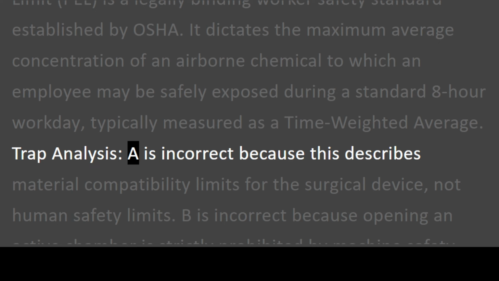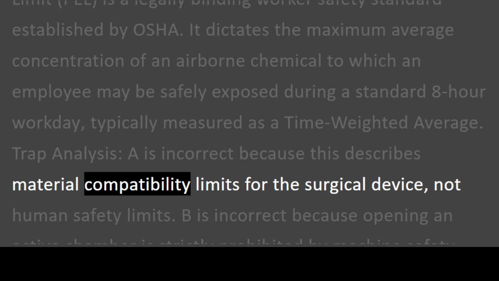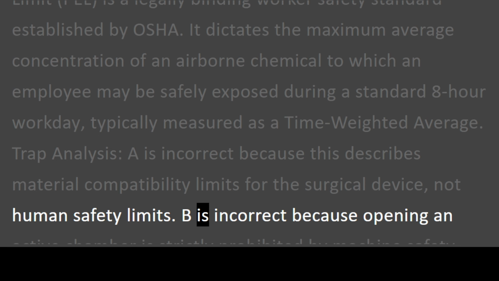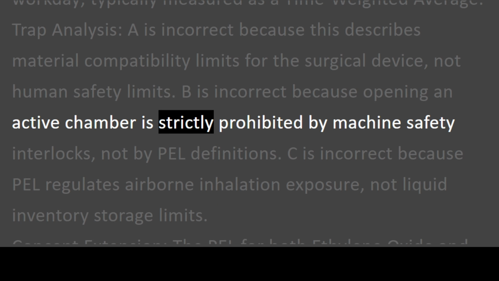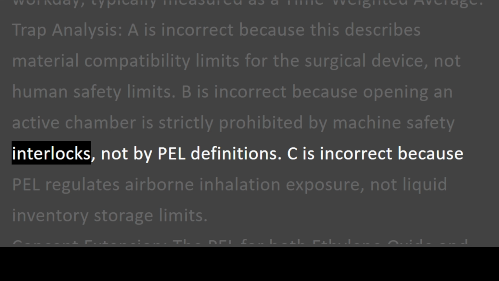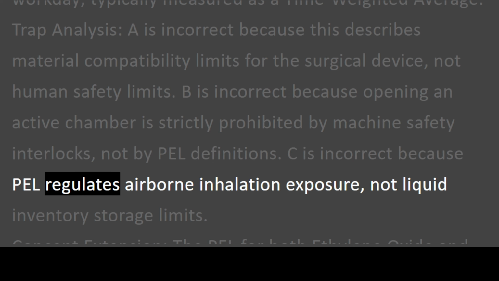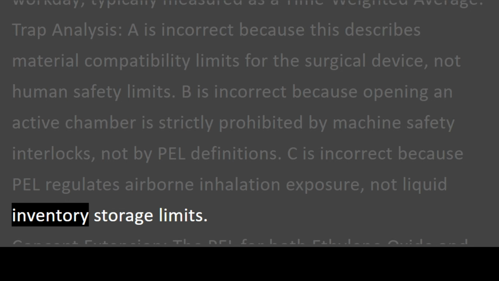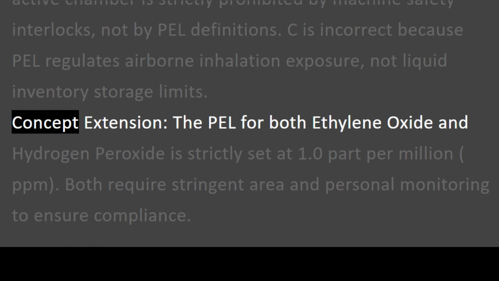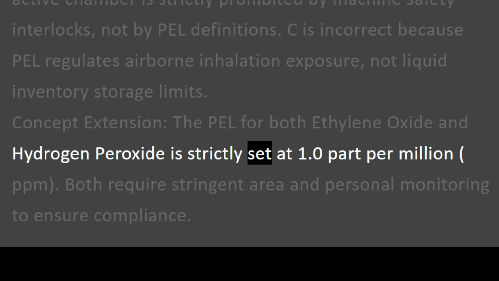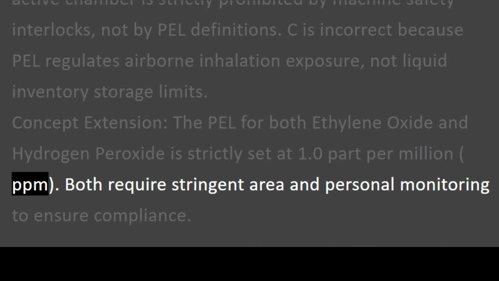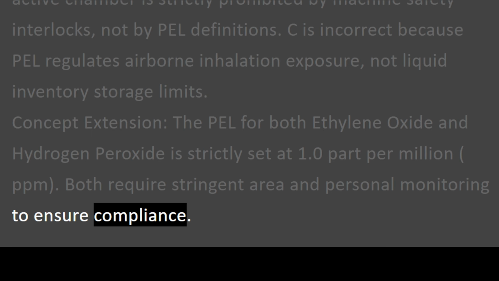Trap analysis. A is incorrect because this describes material compatibility limits for the surgical device, not human safety limits. B is incorrect because opening an active chamber is strictly prohibited by machine safety interlocks, not by PEL definitions. C is incorrect because PEL regulates airborne inhalation exposure, not liquid inventory storage limits. Concept extension. The PEL for both ethylene oxide and hydrogen peroxide is strictly set at 1.0 part per million, ppm. Both require stringent area and personal monitoring to ensure compliance.